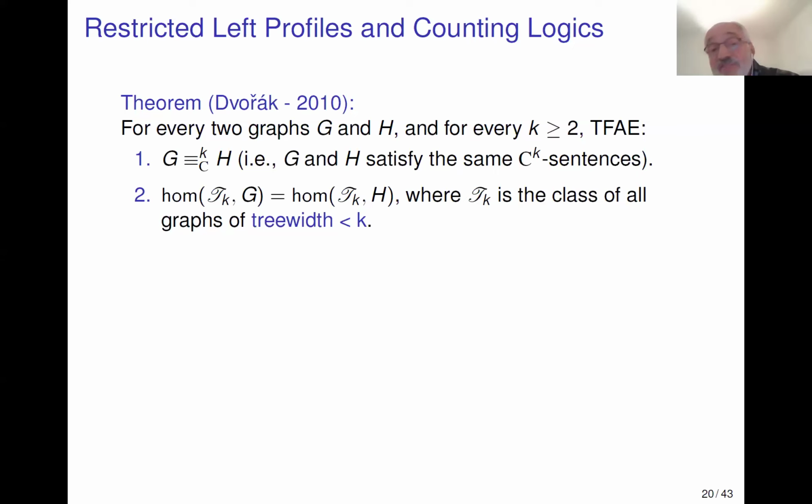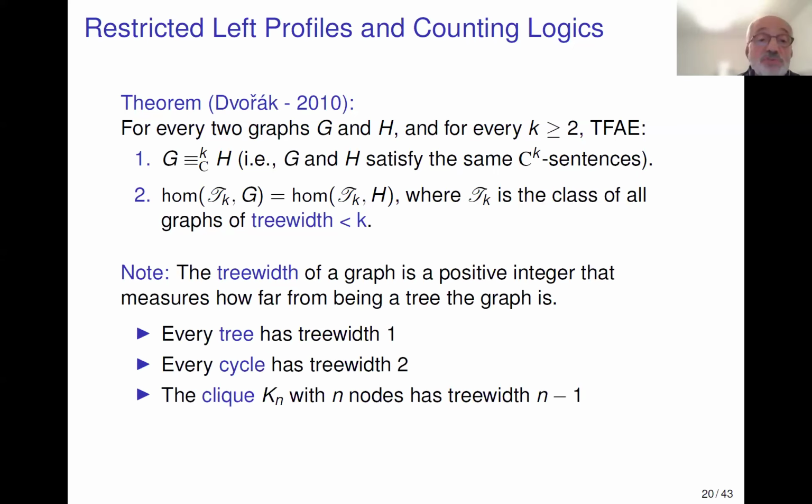Now, I'm not going to define what tree width is. I presume most of you know, but the tree width of a graph is a positive integer that in some sense quantifies how far apart from being a tree the graph is. So every tree has tree width 1, cycles have tree width 2, cliques have high tree width, the clique with n nodes has tree width n minus 1. It's a notion that has played a major role in the study of graph minors and the Robertson-Seymour celebrated theorem.